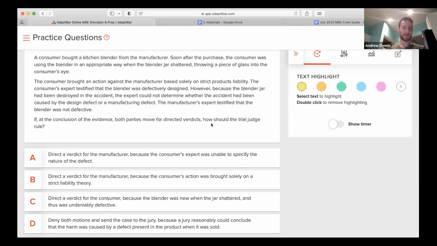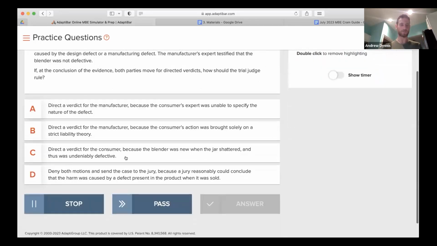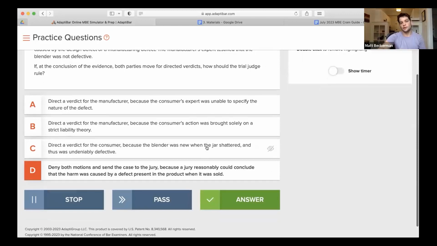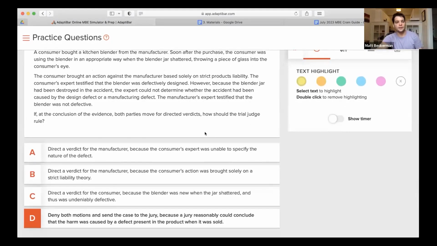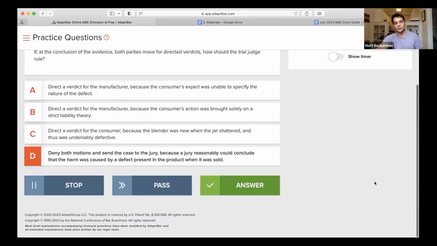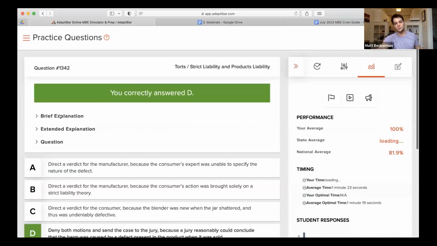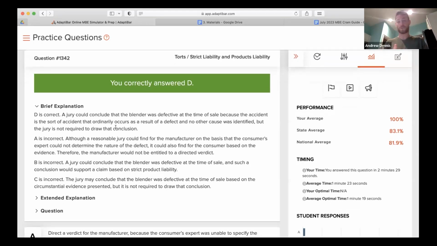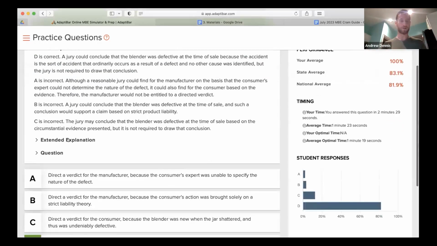So D versus C. It was undeniably defective. I'm not sure if it was undeniably defective. We seem to have arguments both ways. You agree, Matt? It's a jury matter, right? Yeah, I'm saying the newness of the jar doesn't really change it, but blenders are not supposed to explode. They're intended to not explode. So the fact that it did explode kind of implies maybe there was a defect there and a jury could find that. They could conclude that the blender was defective at the time of sale because this sort of accident ordinarily occurs as the result of a defect and no other cause is identified. They're not required to draw that conclusion. That's usually the best answer when you have all these answers. I'm not saying always, but if you're kind of on the fence, say send it to the jury. That's literally what we have juries for, to explain the things.